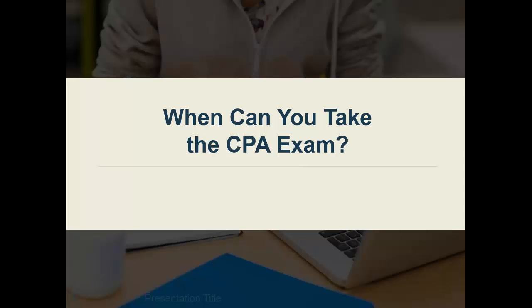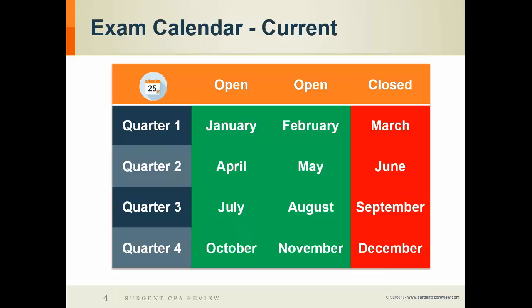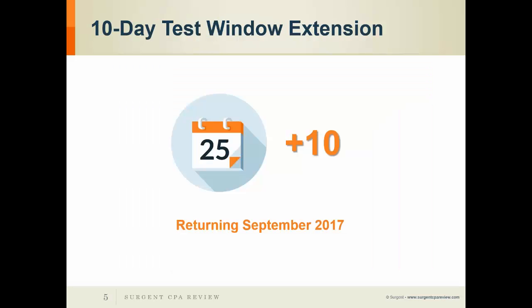Sure. Well, it's pretty easy to follow. The candidates can test in the first 2 months of every quarter. So in looking at this graphic here, you can see that the 3rd month of every quarter, March, June, September, and December, you can't test. Now, beginning in September of 2017, the board is going to extend those closed windows by 10 days.